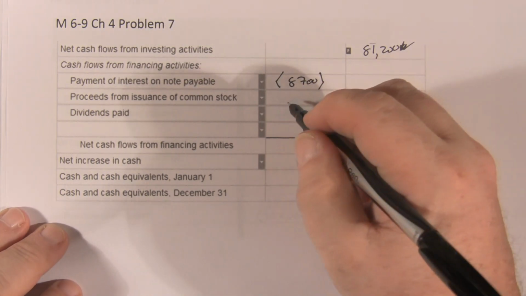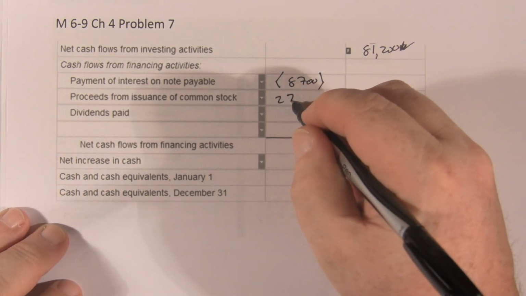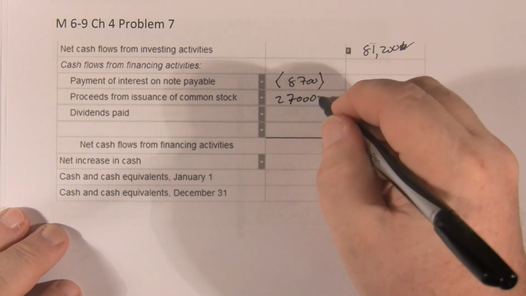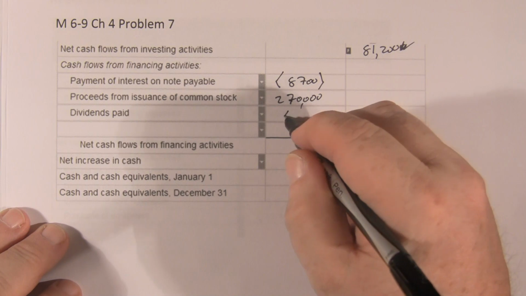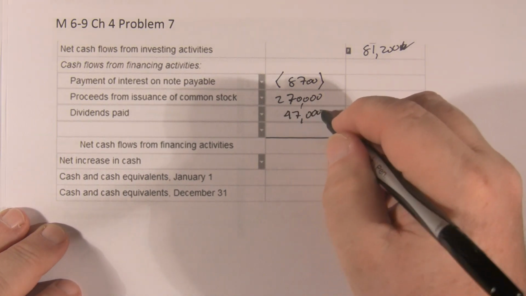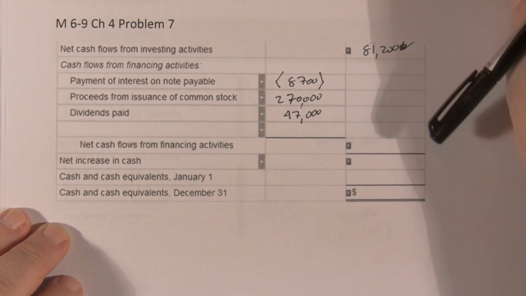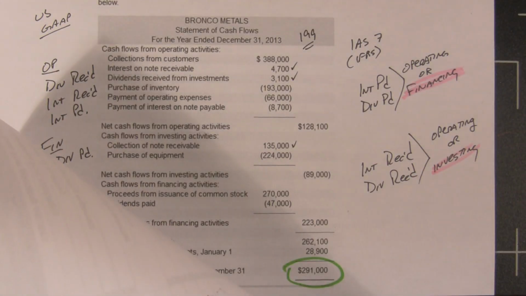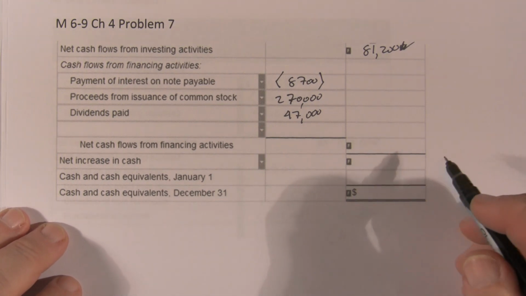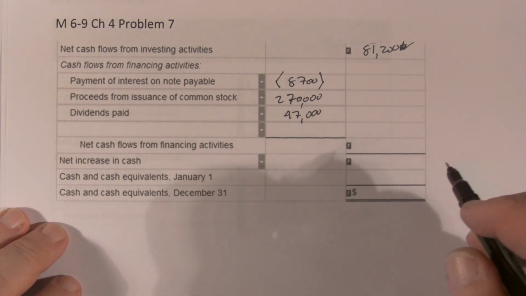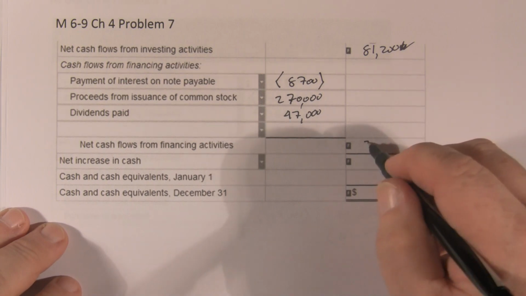Common stock is the same under both. And the dividends paid is the same if you choose the more common method, and we are going to do that, okay? So our net cash from financing activities is $214,300.